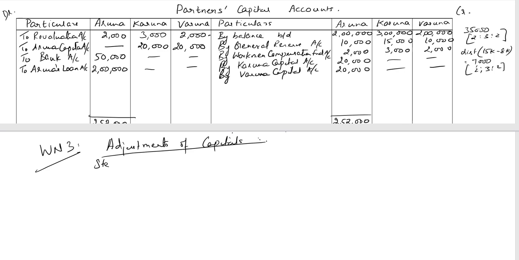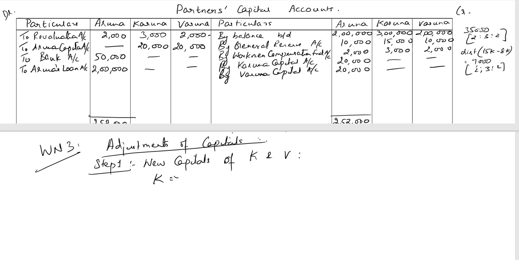Step 1 is to get the new capitals of the continuing partners, Karuna and Varuna. The total capital of the new firm is the same as before retirement, and we know that was rupees 7 lakh as it was given in the balance sheet.